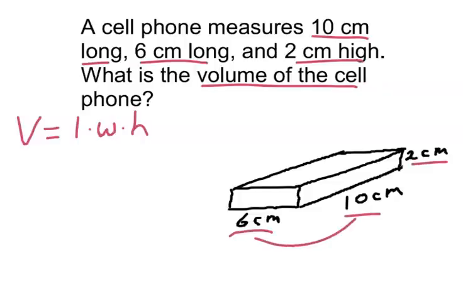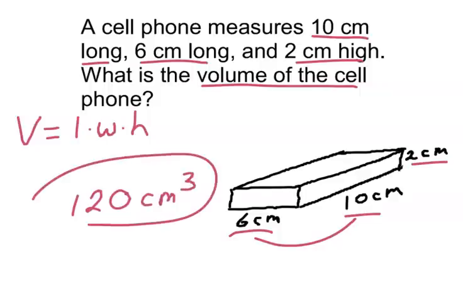So all we have to do is do 6 times 10 times 2. Well, what's 6 times 10? That's 60, right? And 60 times 2, well, 6 times 2 is 12. Then just add the 0 onto that. So it's going to be 120 centimeters cubed. Okay, so that one we could pretty much do in our head because the numbers were pretty easy to work with. So 120 centimeters cubed.